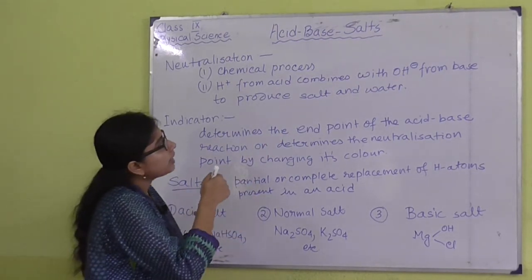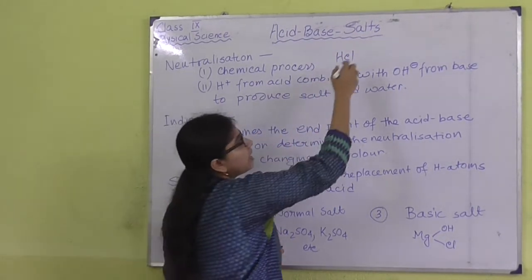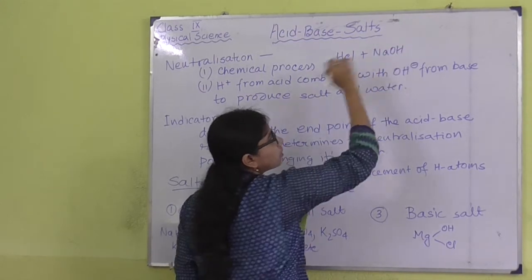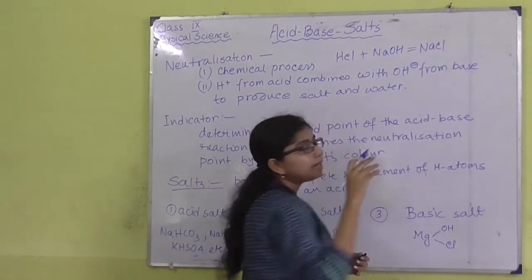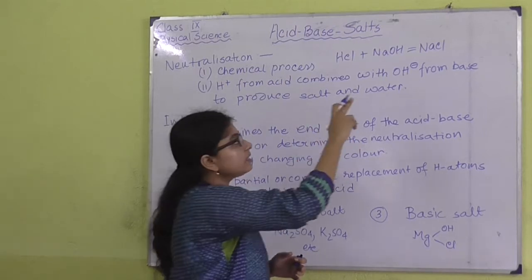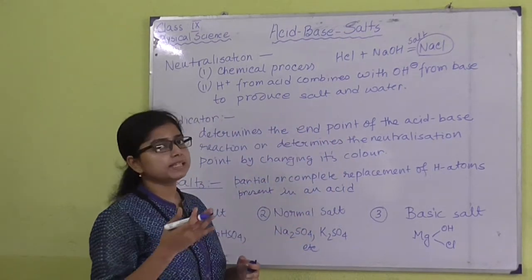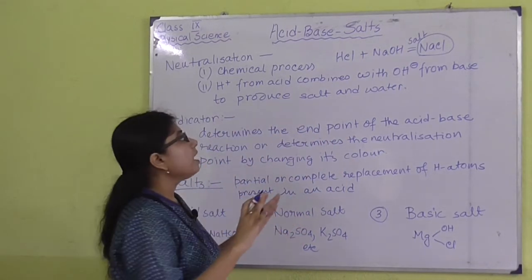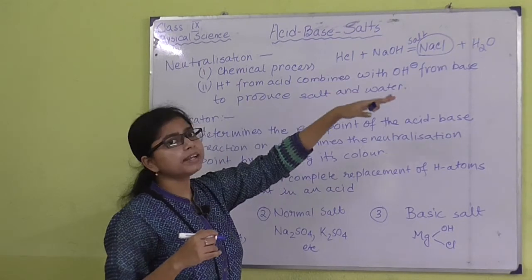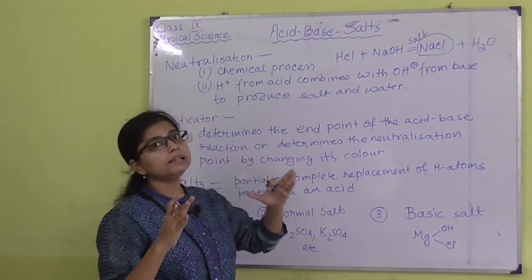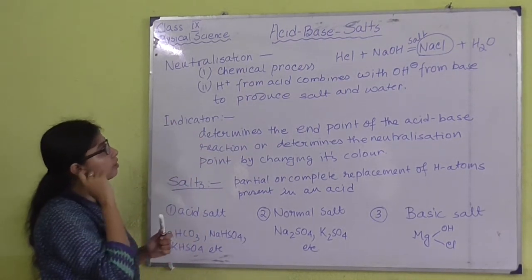Okay, I can give you one example: suppose I have an acid which is HCl and a base which is sodium hydroxide, that is NaOH, and if they combine together they will give us a completely new substance, that is NaCl. This is a salt, and NaCl is neither acidic nor basic in nature. This is completely neutral, and side by side we will get water also. Okay, salt and water, and as the product is completely neutral in nature, this process is known as neutralization.